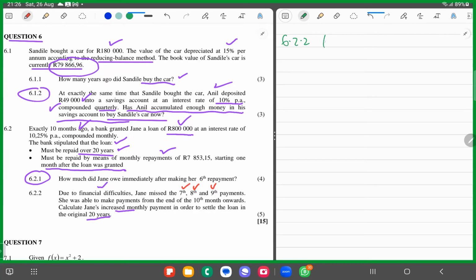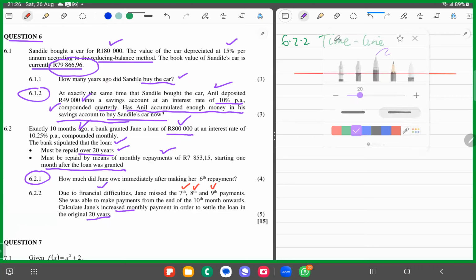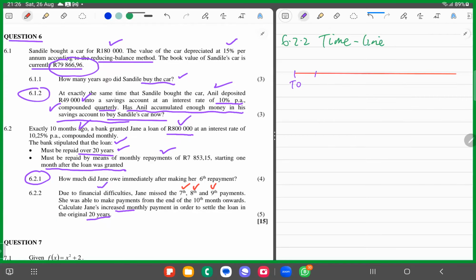Okay, let's look at the timeline. Let's just see what's happening here. So you have the timeline like this. This one is time 0, time 1, time 2, time 3. Okay, 20 years, monthly, you have 240 periods, payments that are required. 239 here, and then here it's 238, and so on. So you have the intermediate payments then.